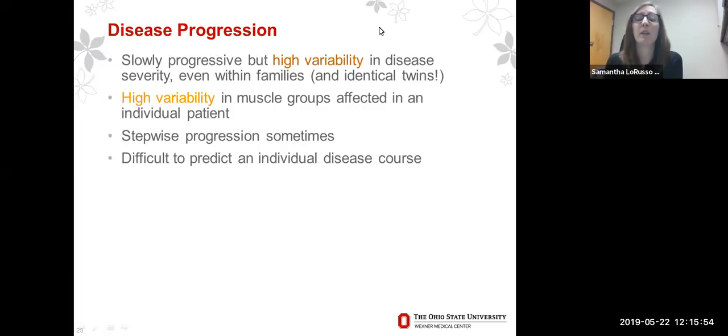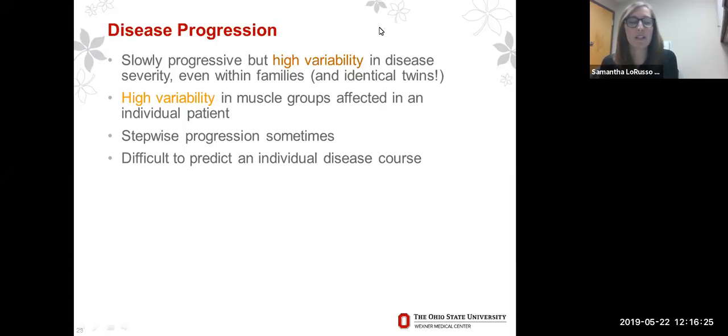And within the same patient, I also just wanted to stress that there can be a lot of variability between muscle groups. So, we talked about that asymmetry, but on the left side could have a biceps that's totally gone and then really have not a lot of weakness elsewhere, or even have come in with a foot drop and not have a ton of scapular weakness. All of that is possible. And so because of all this and the variability, it's very difficult to predict an individual's disease course.